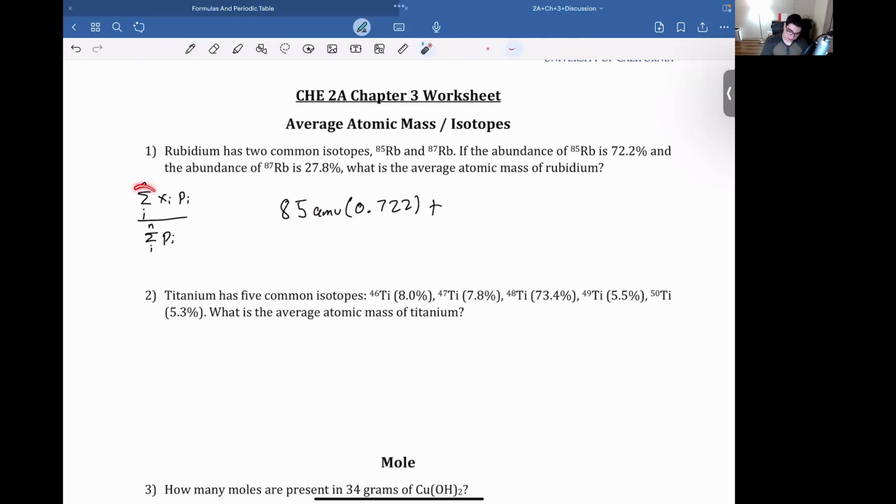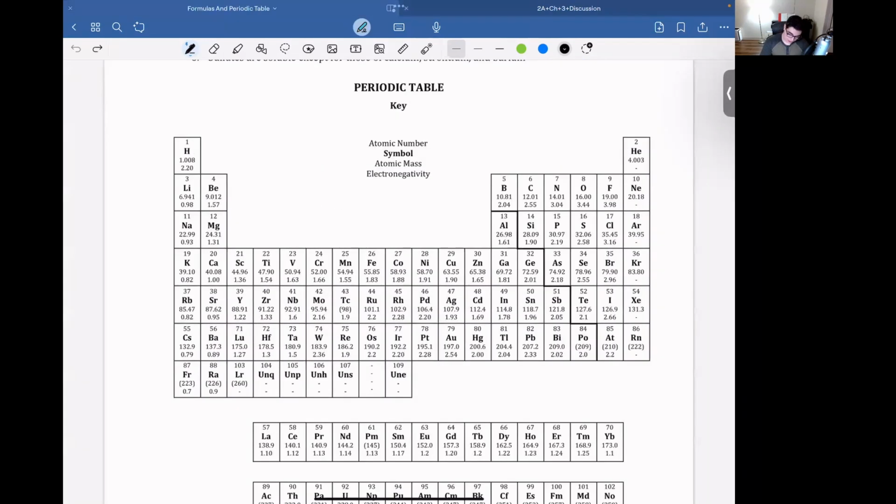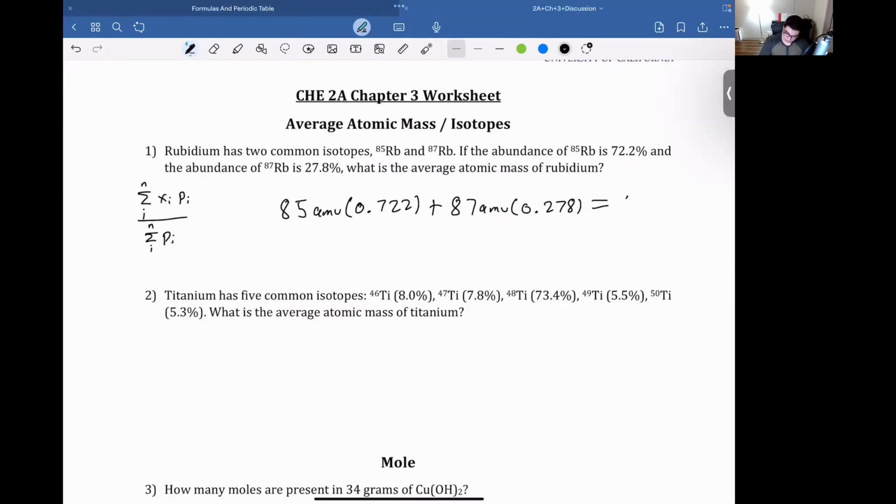For anyone who hasn't seen this or needs a quick refresher, that just means summing. These little sigma symbols, you're adding a whole bunch of things together, every term together. So you add that with 87. So you take the atomic mass and then you convert to a decimal, 27.8. And then you just plug it into your calculator and you're done. So I'm actually not going to do that. I'm going to look at the periodic table and that should be our answer, 85.47.